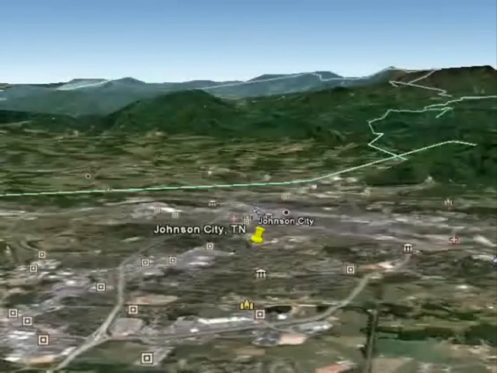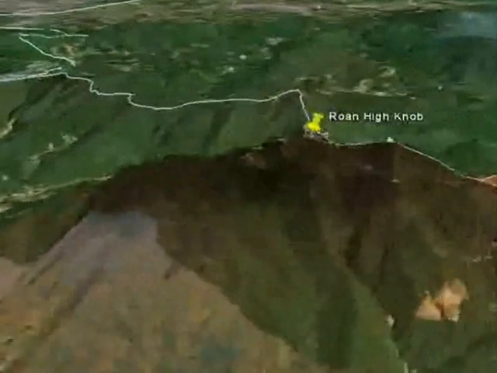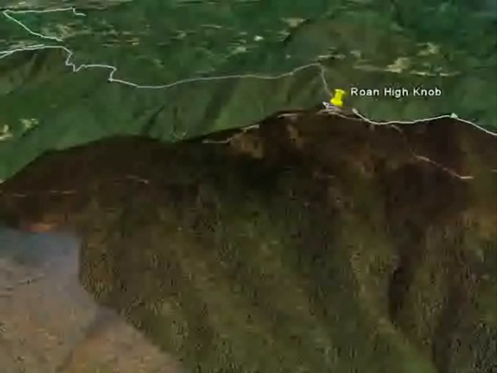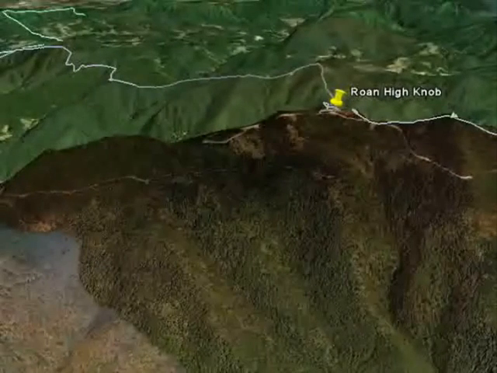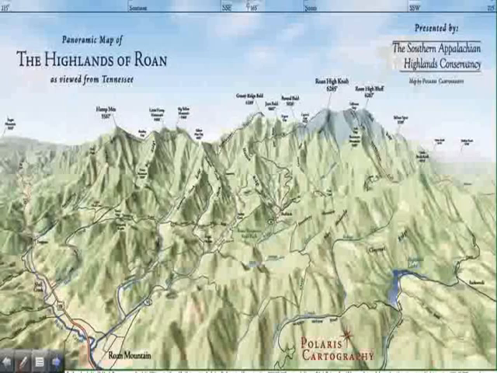I'd like to compare the climate here in Johnson City to the climate on top of Roan Mountain, which is a mountain located 20 miles south of where we're at right now in Johnson City. The elevation of the summit of that mountain is 6,285 feet and is known as Roan High Knob. So what I'd like to figure out is what climate and biome we could expect to find on top of Roan Mountain using the bioclimatic law.